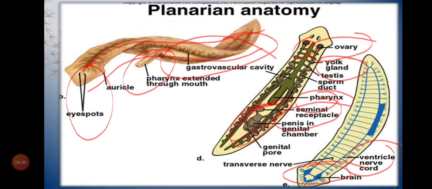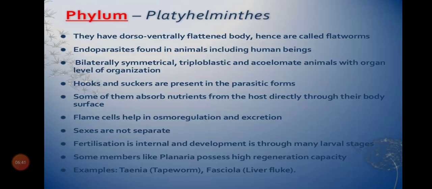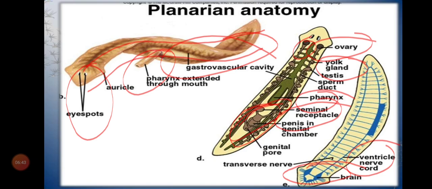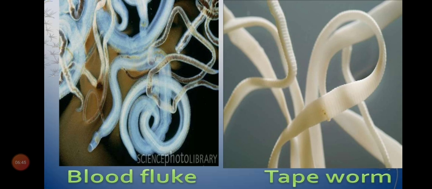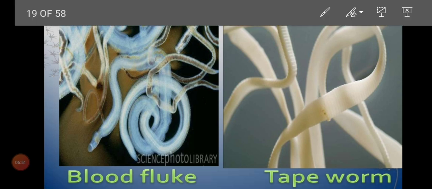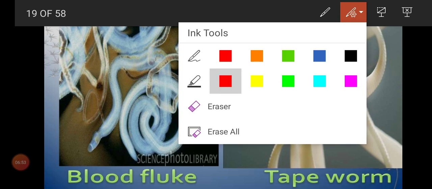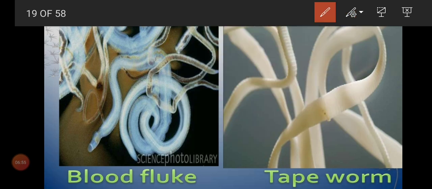Now we'll move on to the points. So we are telling hooks and suckers are present. Now look at this. This is the tapeworm. Okay, this is the tapeworm. This is bloodfluke, and I'll explain where the hooks will be present. Now hooks will be present in the tip regions, the tip regions of the organisms.